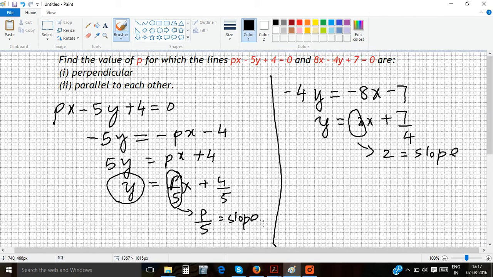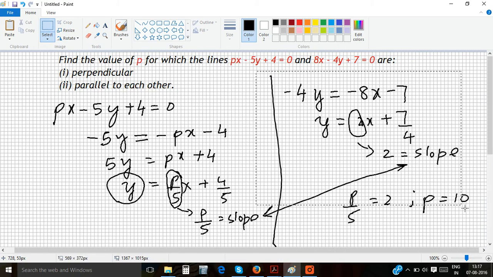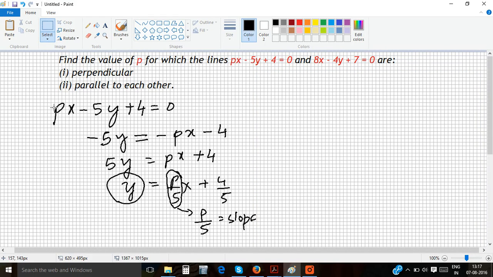Okay, so equating the two slopes: if the two slopes of two lines are equal, it means that the lines are parallel to each other. That's a condition for two lines to be parallel. So p over 5 is equal to 2, which gives me p is equal to 10. Okay, so now we're going to try and solve the other part, that's if these lines were perpendicular to each other, what the condition would be. Alright, I'm going to erase this stuff and we're going to start solving the second bit.